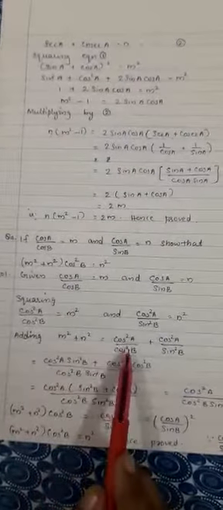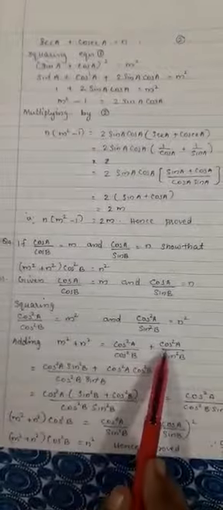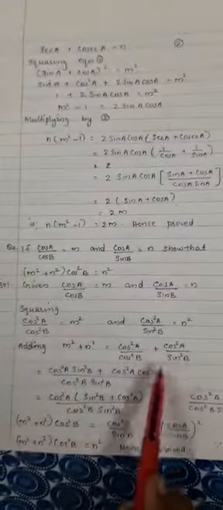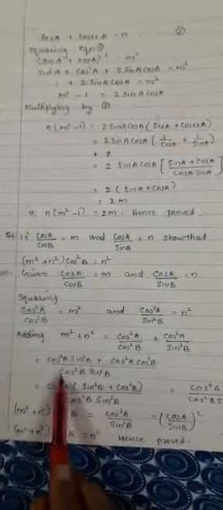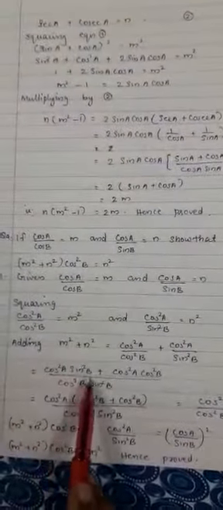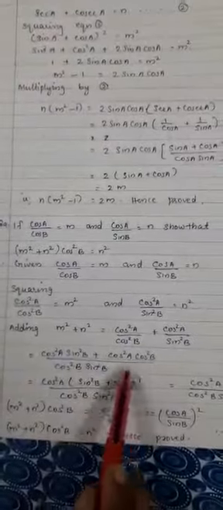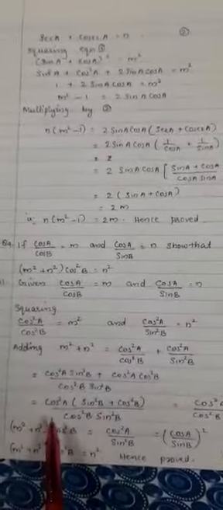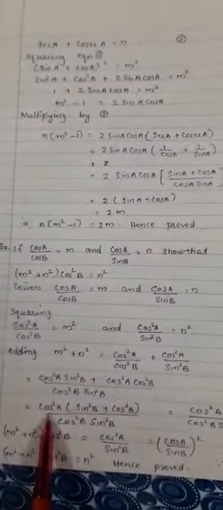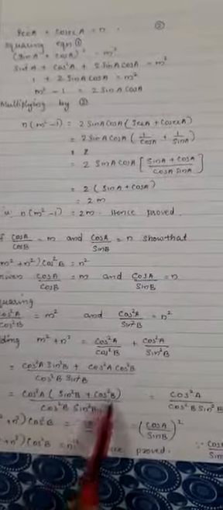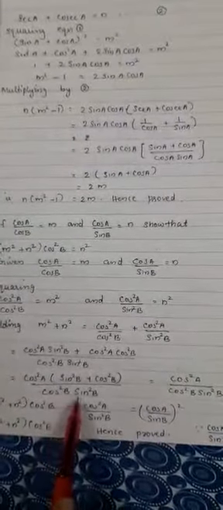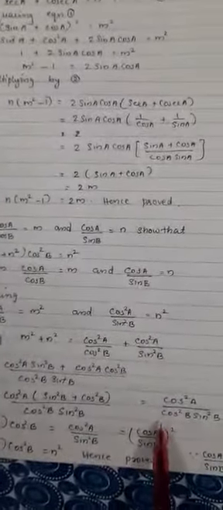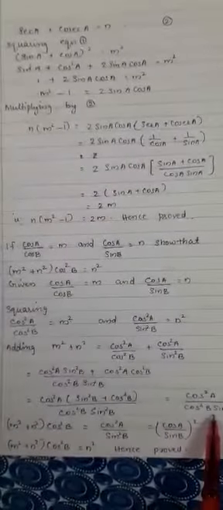Adding, m square plus n square is equal to cos square A divided by cos square B plus cos square A divided by sin square B. Taking the LCM, cos square A into sin square B plus cos square A into cos square B divided by cos square B into sin square B. Here cos square A common, equal to cos square A into sin square B plus cos square B divided by cos square B into sin square B, equal to cos square A divided by cos square B into sin square B.